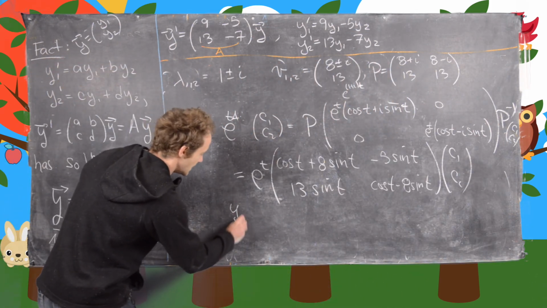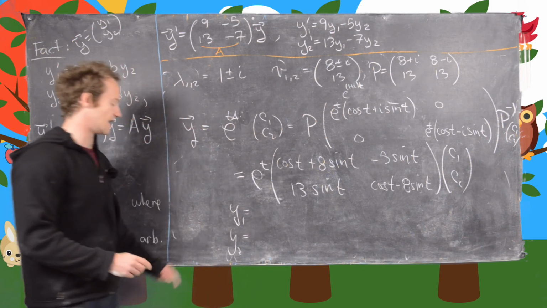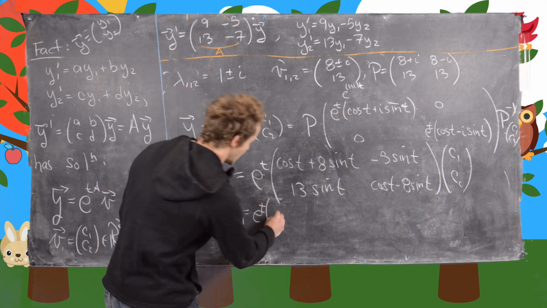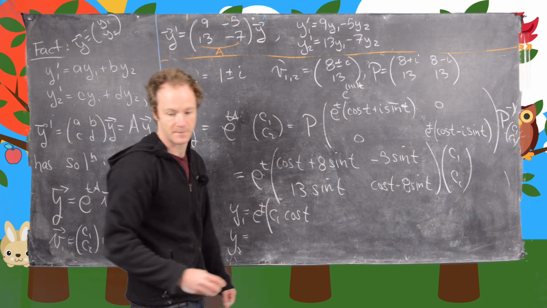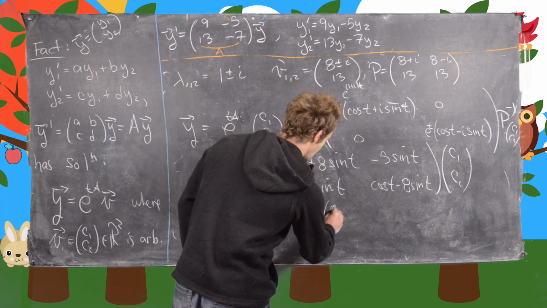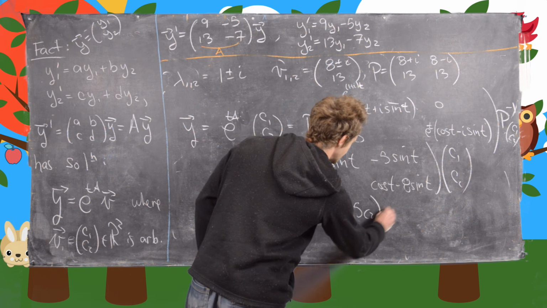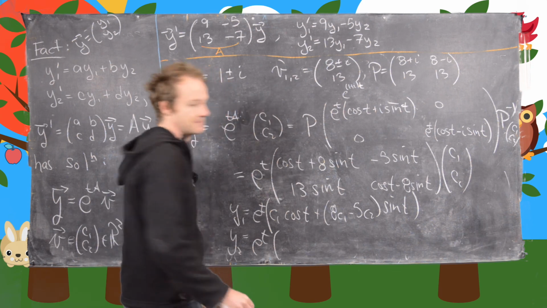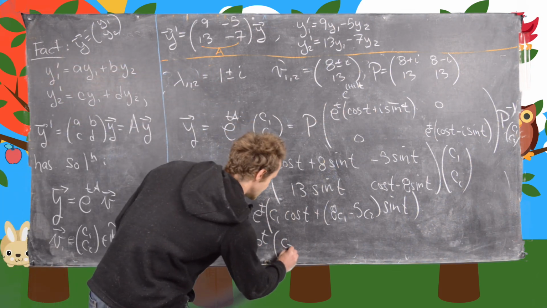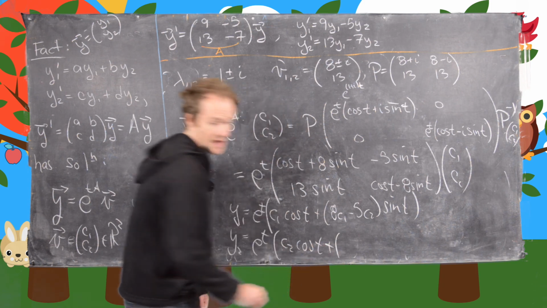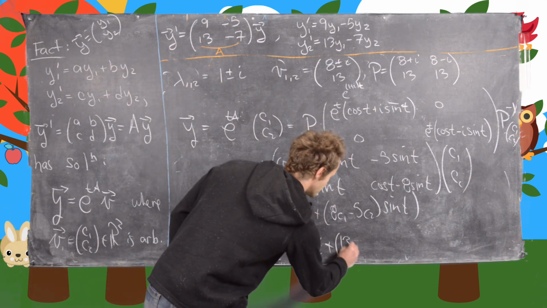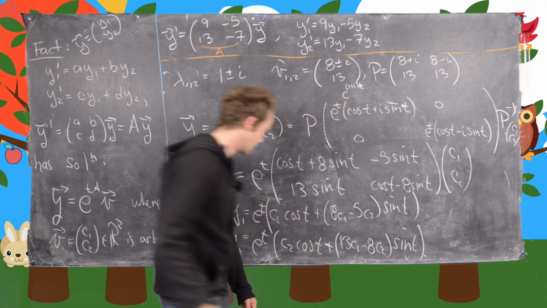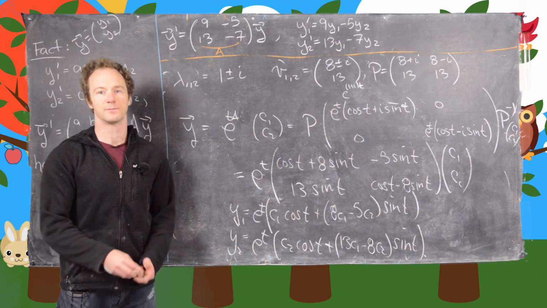Okay, so now if you want to write this as a system of equations like this, we could get e to the t, and now we have c1 cosine t plus (8c1 minus 5c2) sine t. And then down here we have e to the t, and then c2 cosine t plus (13c1 minus 8c2) sine t. Good. So that's what we would have for our solution in that form. Okay, that's the end of the video.